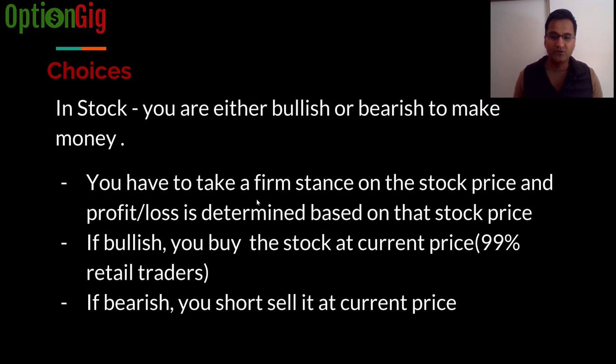If you are bullish, you buy the stock at the current price. And that is what 99% of retail traders do. They go ahead and buy the stock today in hope that it will rise because they are bullish on it, and then later they will sell it to make money. But if someone is bearish, then you can short sell the stock at the current price so that if the stock falls down, you make money. Most of the retail traders don't do it. Institutional traders, yes, they do it.